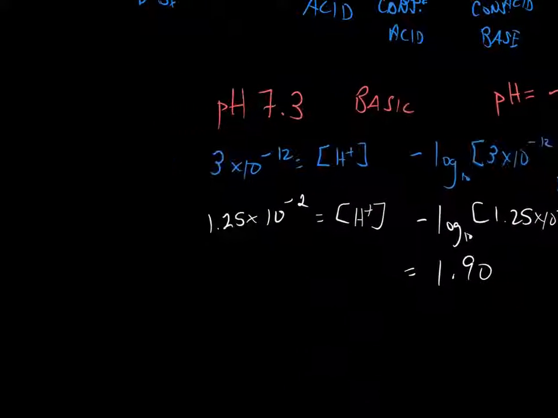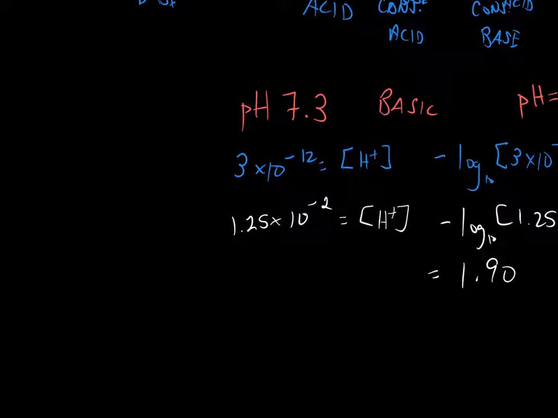Okay, so let's say that you were given pH 7.3 and I asked you to find the concentration of it. All you have to do is write 1 times 10 to the minus 7.3. That's the best way.